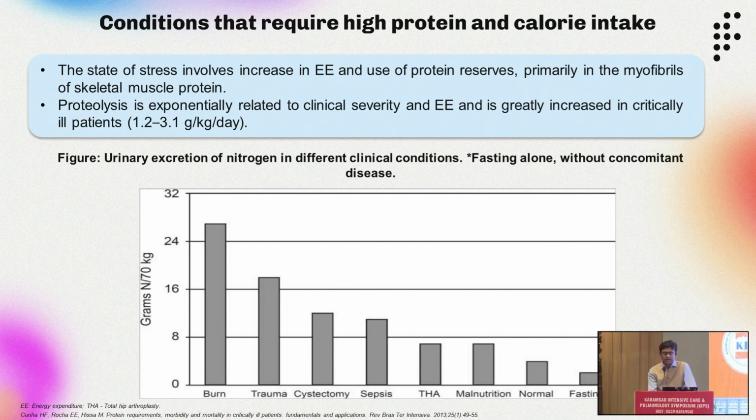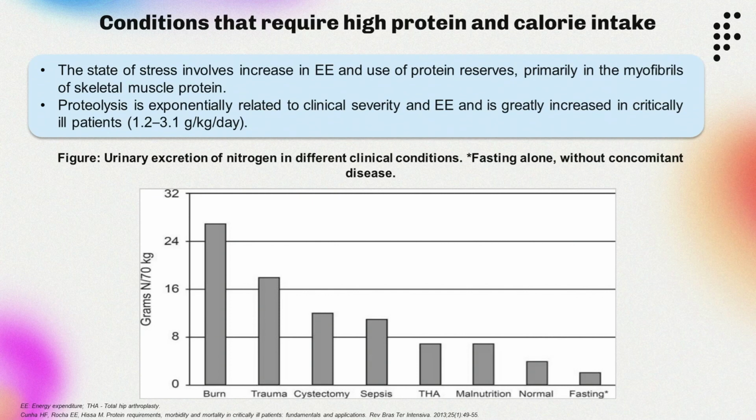And this shows one graph, which shows urinary excess of nitrogen in different clinical conditions, fasting alone without concomitant disease. Here we can see the most is lost in one patient, followed by trauma, cystectomy, sepsis, THA. So in such conditions, the calorie requirement or protein requirement of the patients is very high.